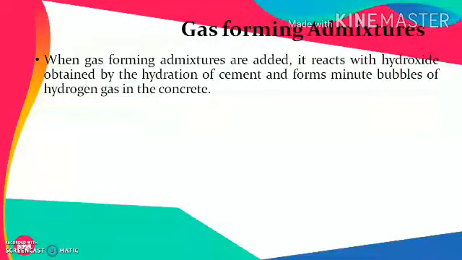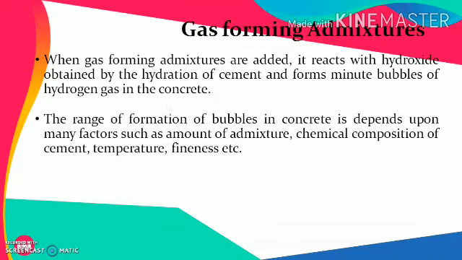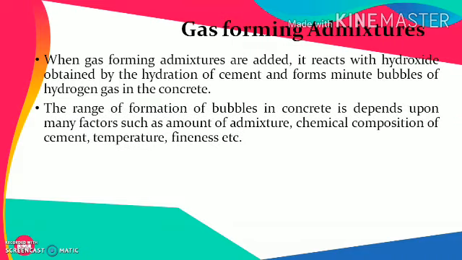Next is gas forming admixture. As the name itself suggests, when gas forming admixtures are added, they react with hydroxyl obtained by hydration of cement and form minute bubbles of hydrogen gas in the concrete. The range of formation of bubbles in concrete depends upon many factors such as the total amount of admixture that has been added. The higher the amount of admixture, the higher the formation of bubbles. Along with that, the chemical composition of cement, temperature, fineness, etc.